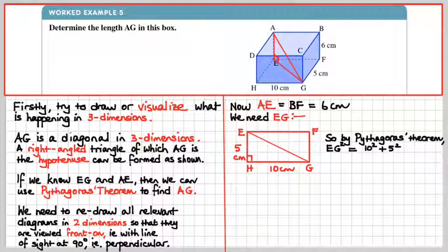We got EG squared equals 10 squared plus 5 squared, which looks like 100 plus 25, which will get us 125. Therefore, EG would be the square root of 125. Okay, now we've got him.